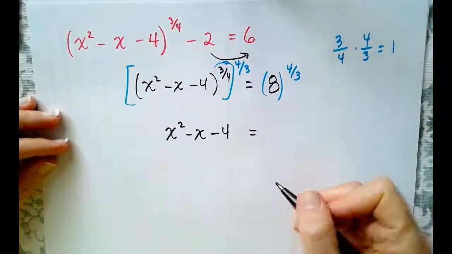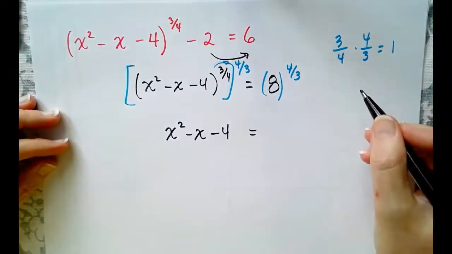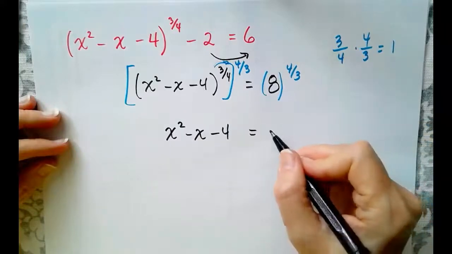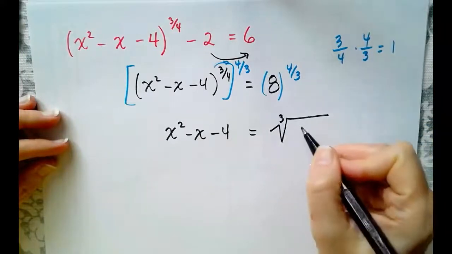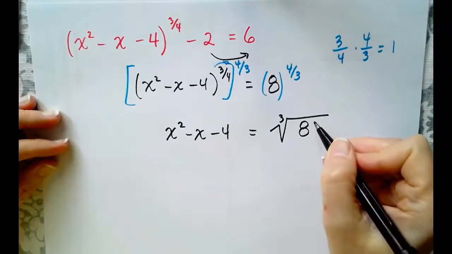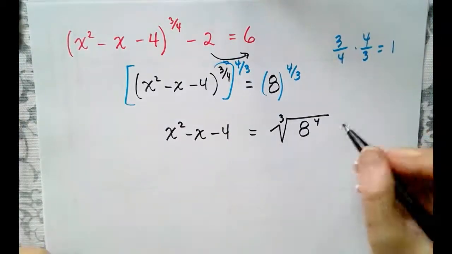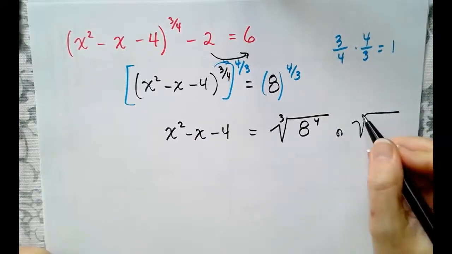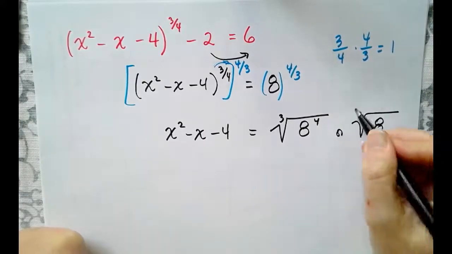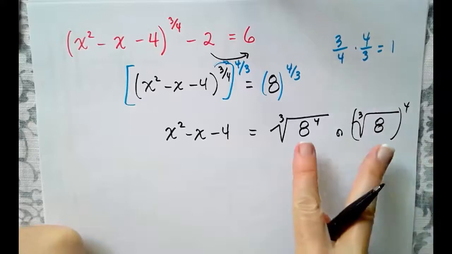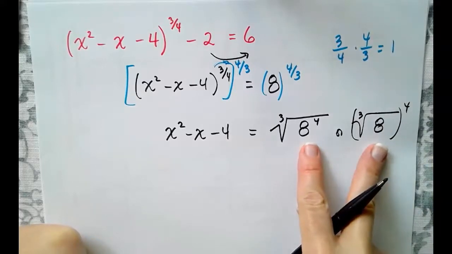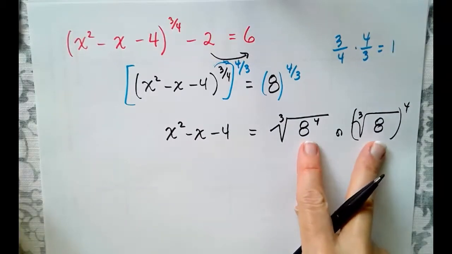On the right-hand side, 8 to the 4/3 is the same as the cube root of 8 to the 4th. Now remember, we can say the cube root of 8 to the 4th, or we can say the cube root of 8 raised to the 4th. Both of these radical expressions mean exactly the same thing. And we talked before about when to use which one.